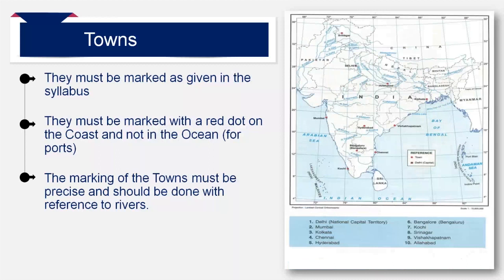The towns must be marked with reference to rivers with a red dot as shown in the map. In board examination, you are given a map of India with 24 rivers. Hence, if you have your own clues with reference to rivers, it will be much easier to mark the towns. Example, Srinagar is on Jhelum and Kolkata is on Hooghly. Delhi must be marked in a red square as it is the capital of India. You must mark the ports like Vizag and Chennai on the coastline and not in the Bay of Bengal.